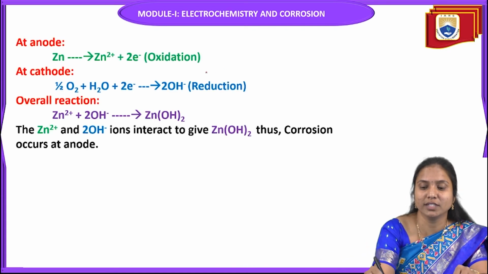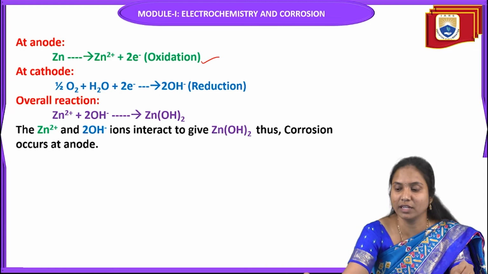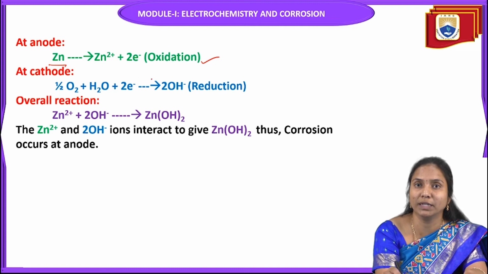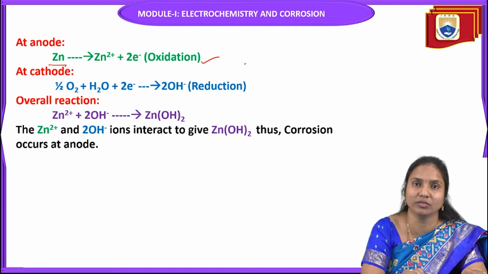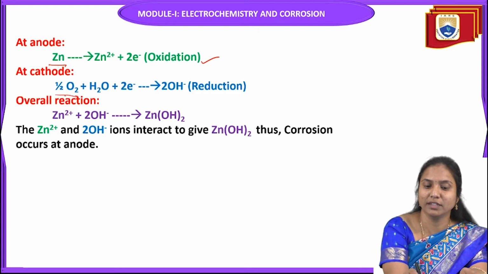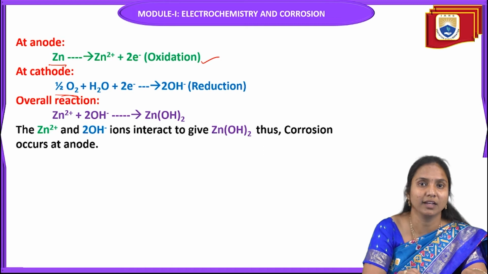So in this concentration cell, when the zinc rod is partially dipped in this NaCl solution, zinc undergoes oxidation, giving zinc metal ions and a loss of 2 electrons. At the cathodic area, atmospheric oxygen is present. The more oxygenated area generally acts as the cathode.